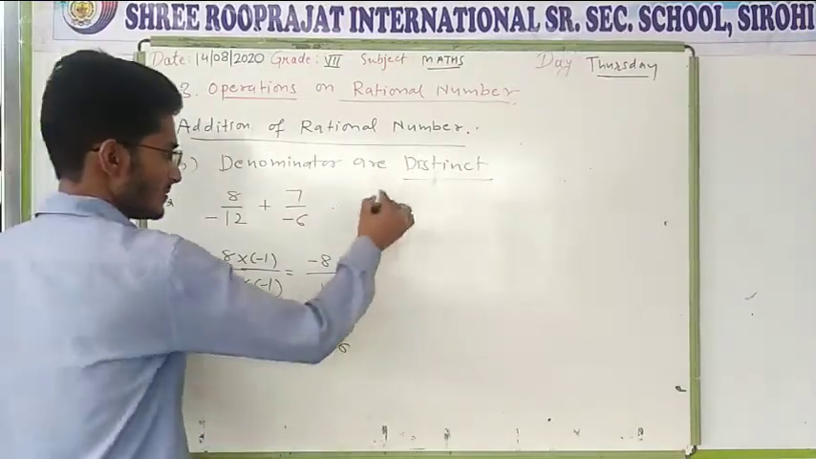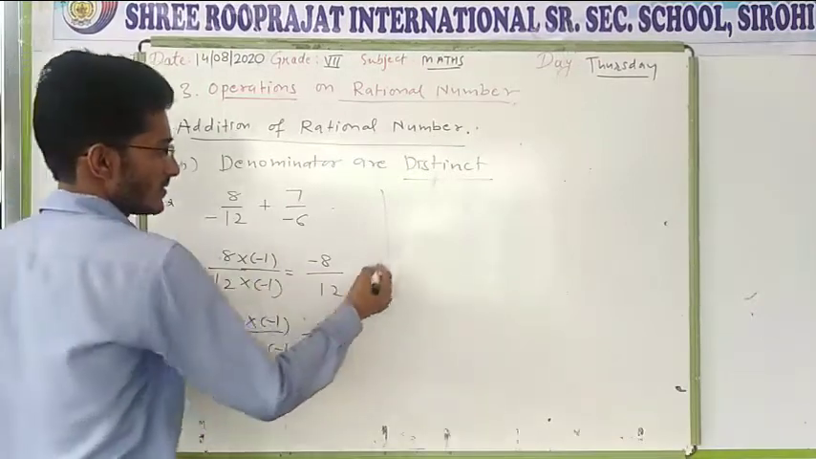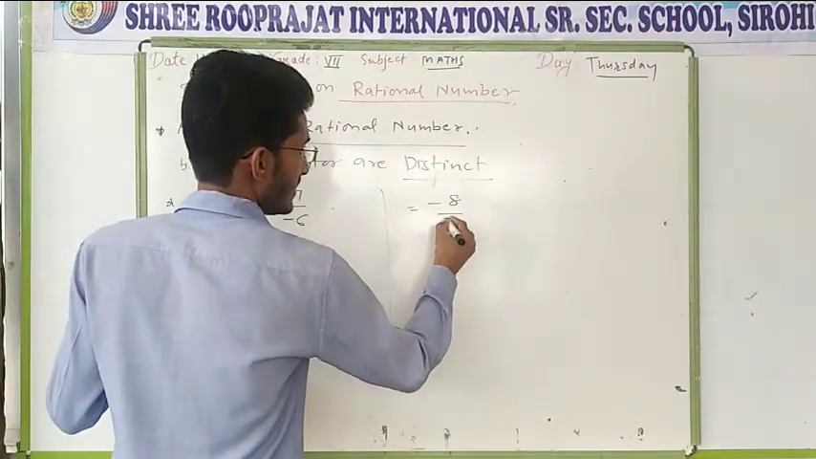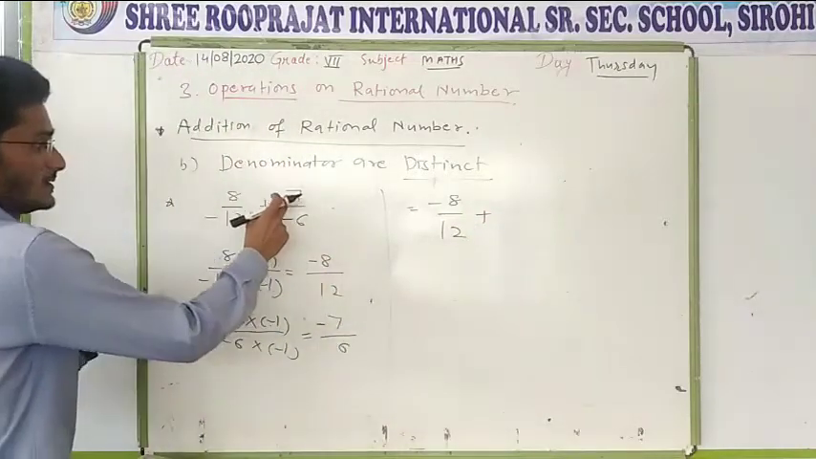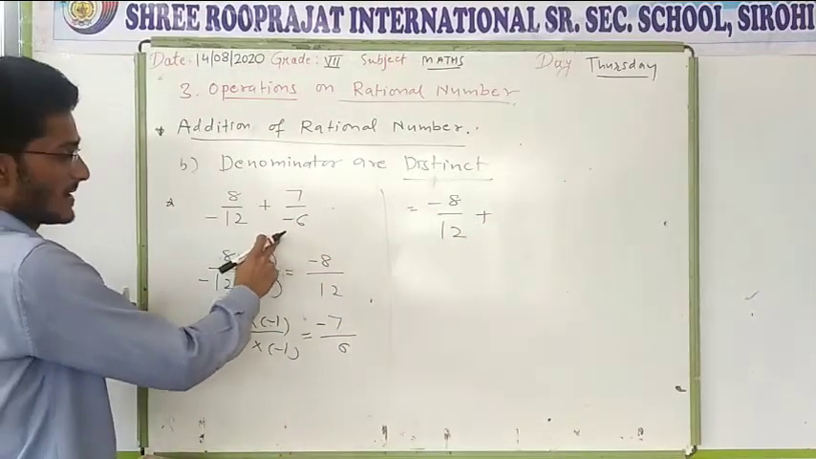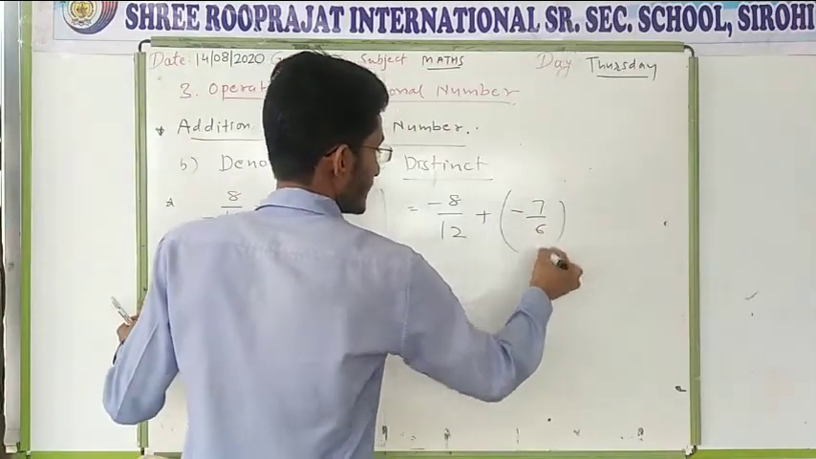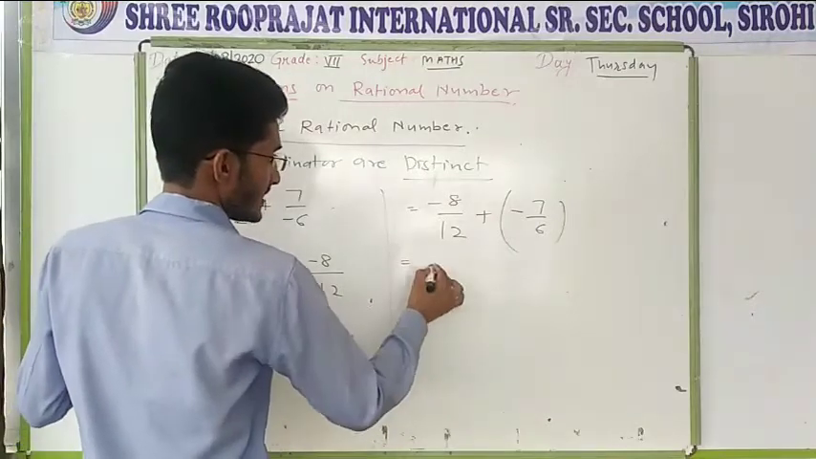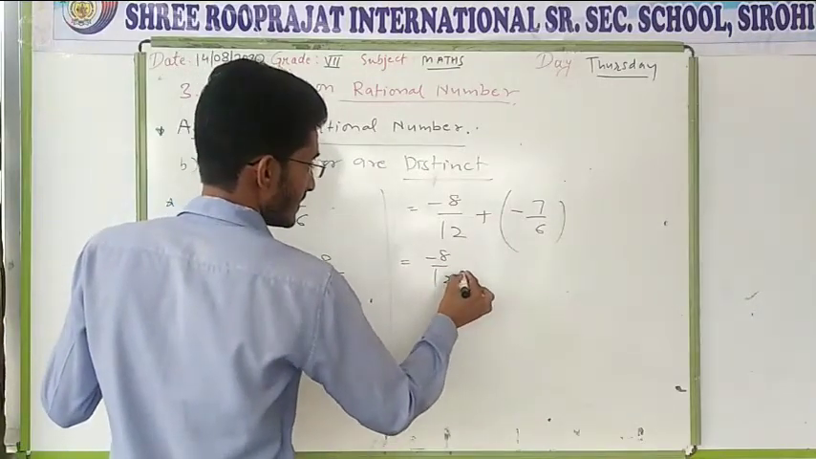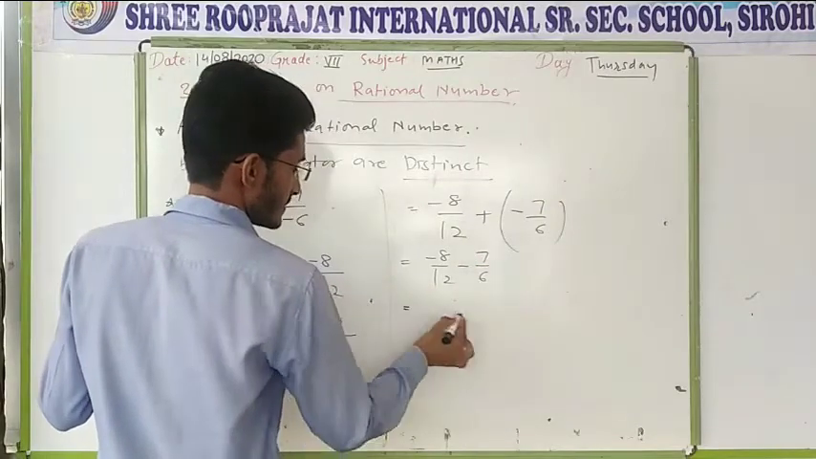Now you have to add the numbers. So now 8 by minus 12 equals minus 8 by 12, and plus 7 by minus 6 equals minus 7 by 6. Now both denominators are positive. First of all, you will remove the bracket. So minus 8 by 12 and minus 7 by 6.